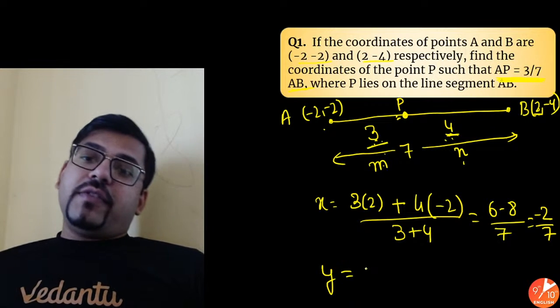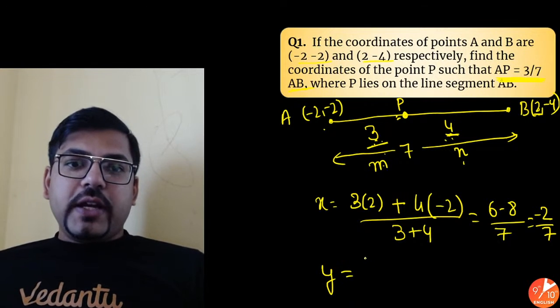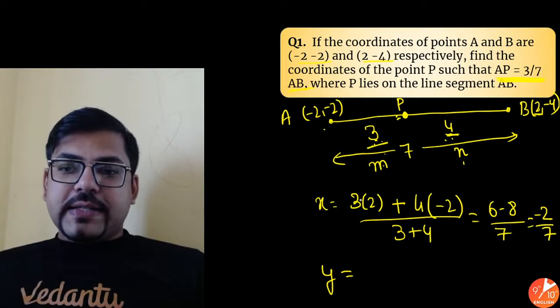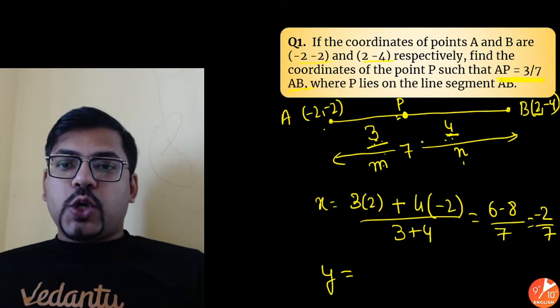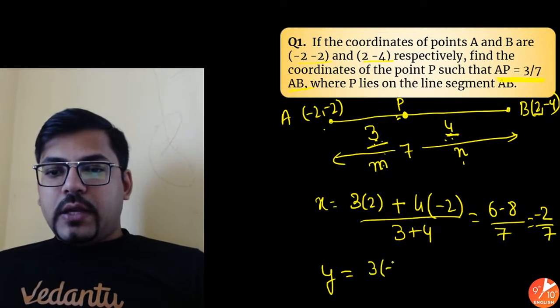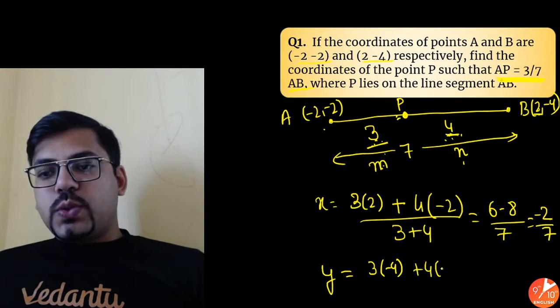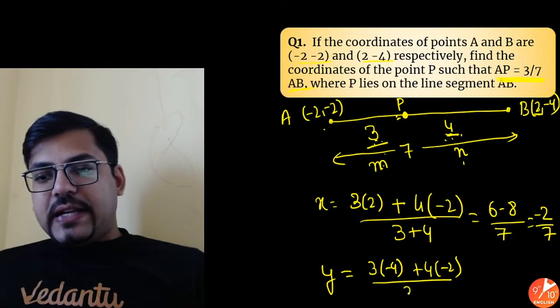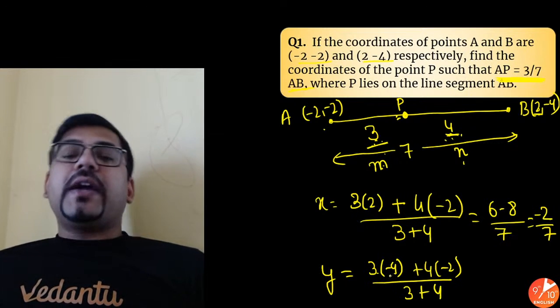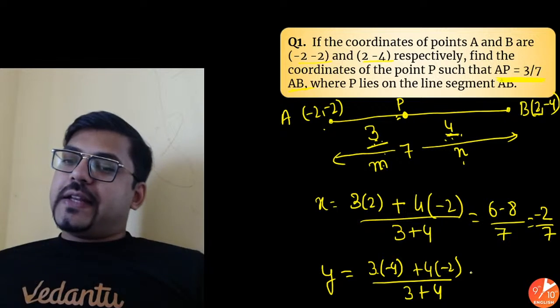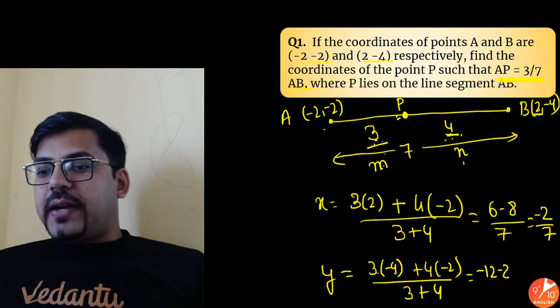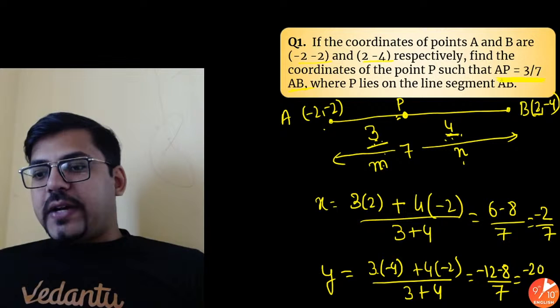Similarly, you can find even y. So y, what would you find? So y is pretty simple. Y is again my2. So 3 into minus 4, and n y1, that is plus 4 into minus 2, divided by m plus n, that is 3 plus 4. So 3 into minus 4 is minus 12. 4 into minus 2 is minus 8. So hence you get minus 12 minus 8 divided by 3 plus 4, 7. And hence the answer is minus 20 by 7.